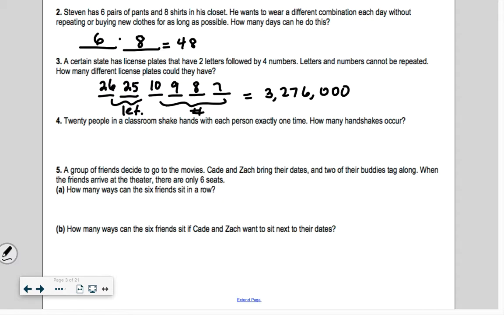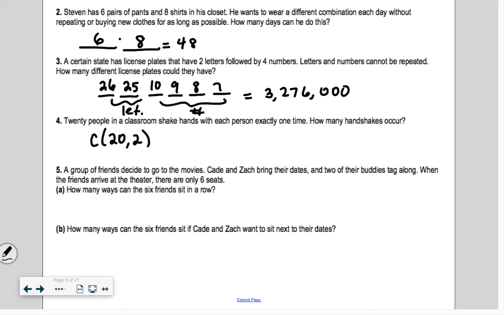So 20 times 19, very close. The reason it's not quite 20 times 19 is because Anna Catherine shaking hands with Paloma is the same as Paloma shaking hands with Anna Catherine. So we have to consider that. So it ends up being 20 people choose 2. Think about that.